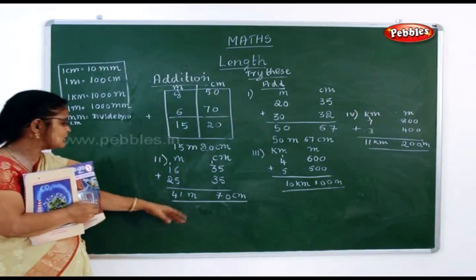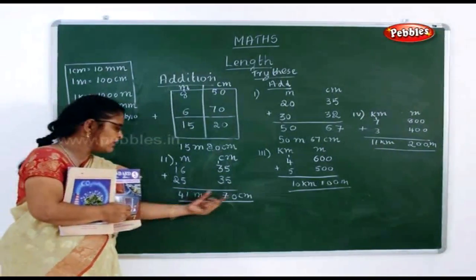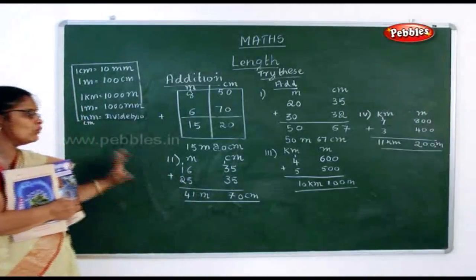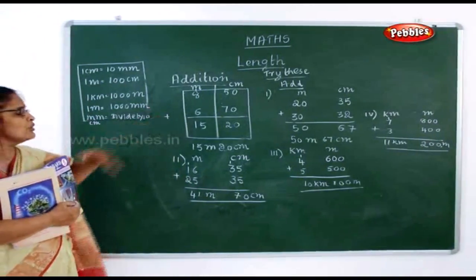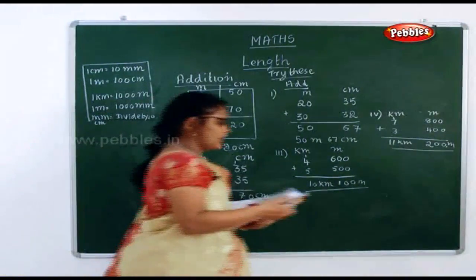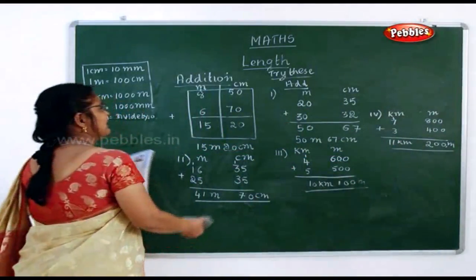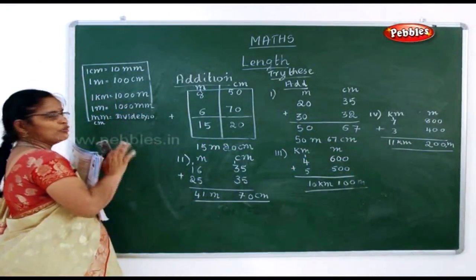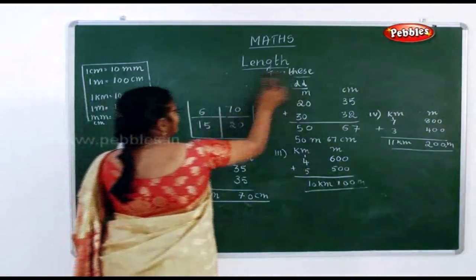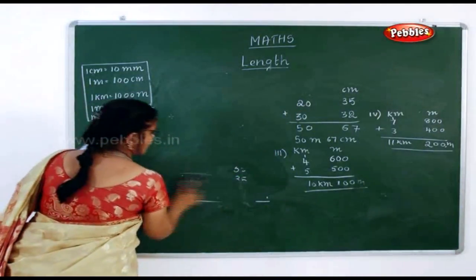And in the final answer, you also have to write how many meters and how many centimeters. You have to be very clear about this when you do your addition sums. See, the next one given in your book is statement sums. Am I right or not? Now, normal addition you did. Am I right? Addition you did. Now next, you're going with your statement sums.